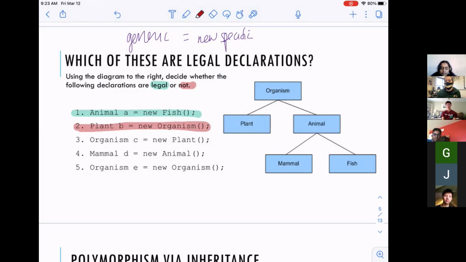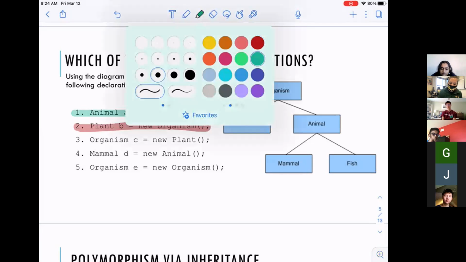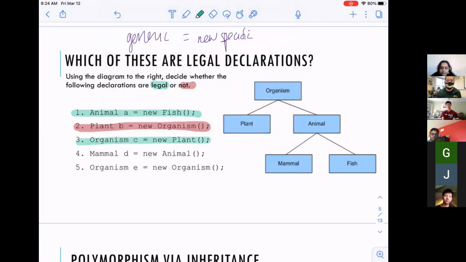Okay, how about number 3? Organism equals new plant. What do we think? Yes or no? Yes. Yes, all right. All right, go ahead and try number 4 and 5, and I want you to send me a chat with your answer.